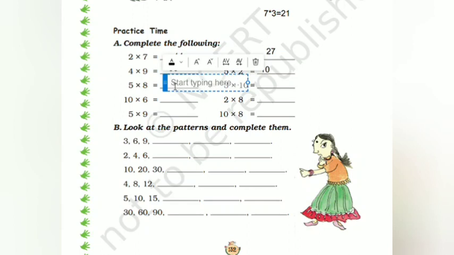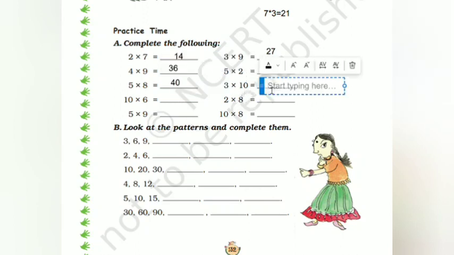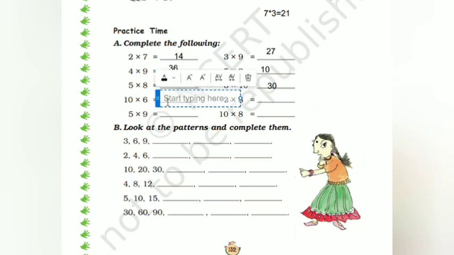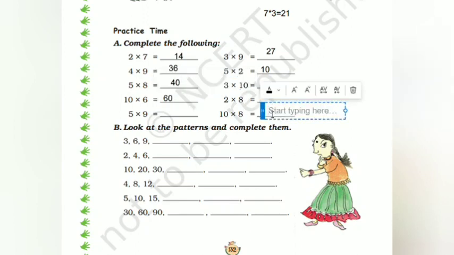5 times 8, how much will it be? 1 times 8, 8. 2 times 8, 16. 3 times 8, how much? 24. Then 4 times 8, 32. 5 times 8, 40. Then 3 times 10. 1 time 10, 10. 2 times 10, 20. 3 times 10 means 30. 4 times 10 is 40, 5 times 10, 50, 6 times 10 means 60. 7 times 10 means 70, 8 times 10 means 80.